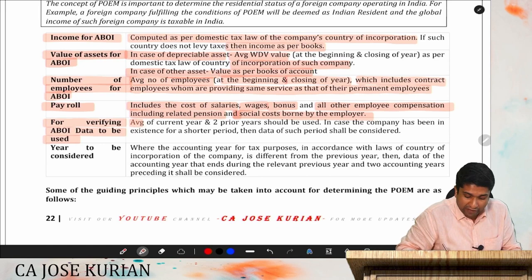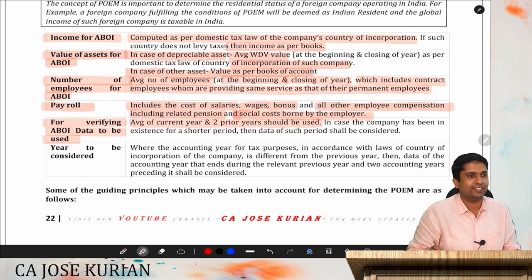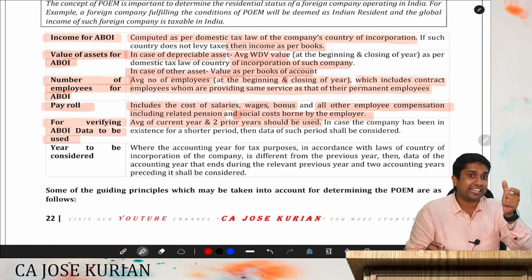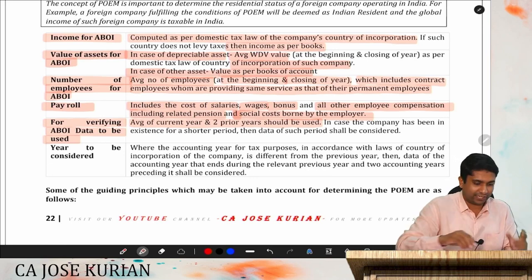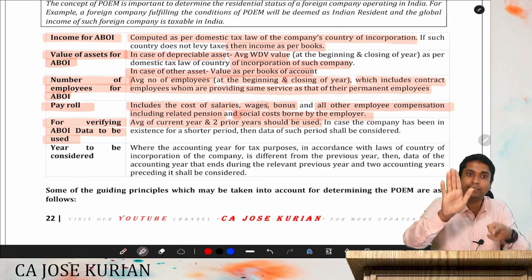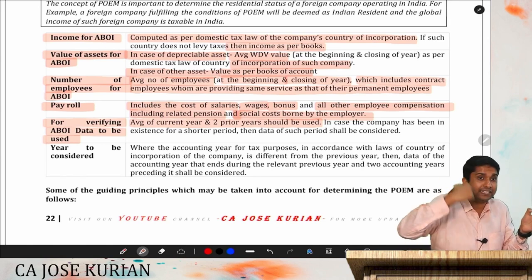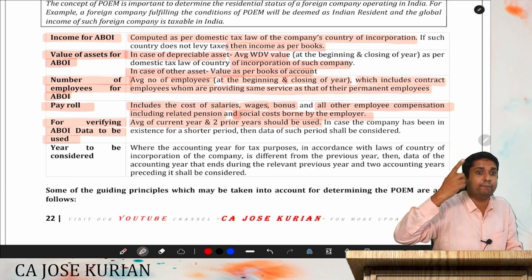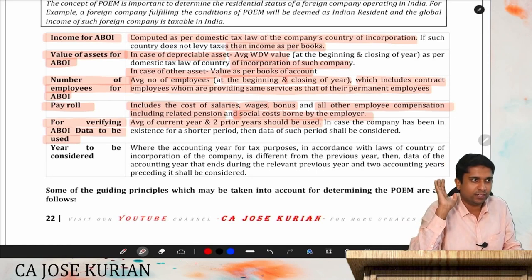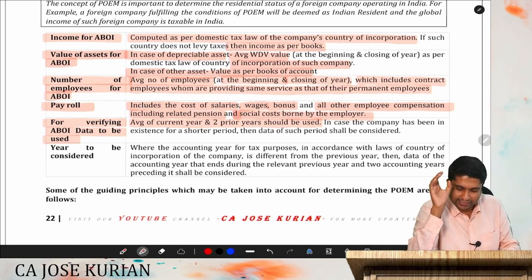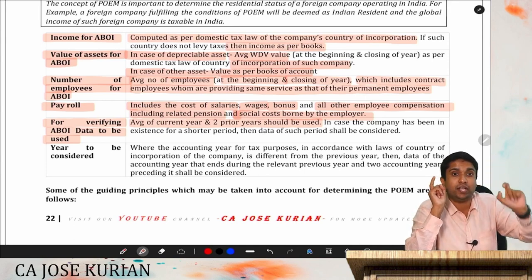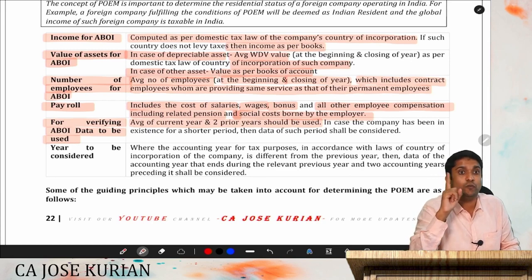An average of the current year and two prior years should be used. What do you mean by that? 3 years average. Based on the 3 years average value, determine ABOI. Say in one year the number of employees increased. Doesn't matter. For the past years, if there is a trend like this, then only the department will come with ABOI and the department will come with a POEM. So always, practically, they take average 3 years data for checking ABOI. They will never conclude with a single year's data.